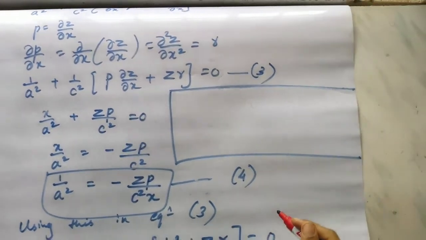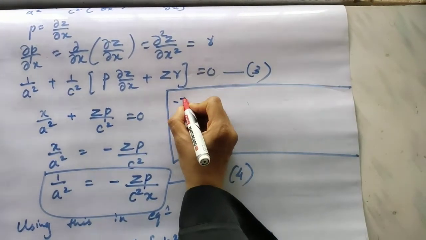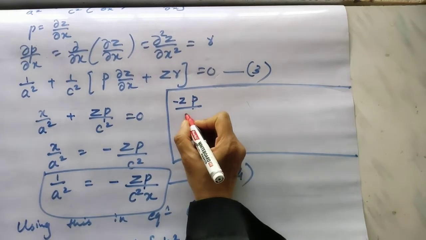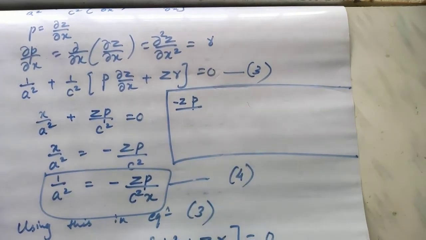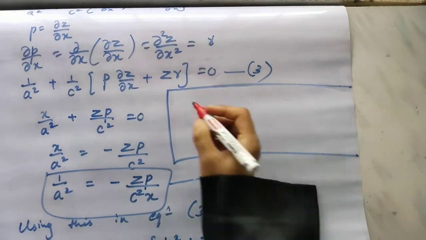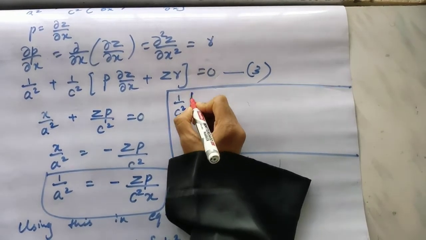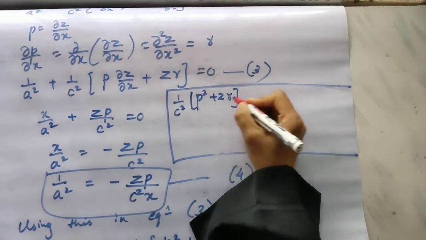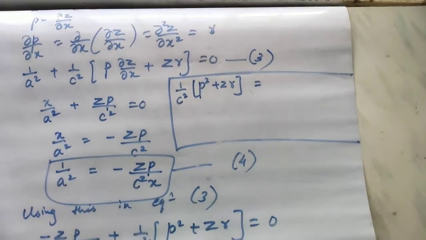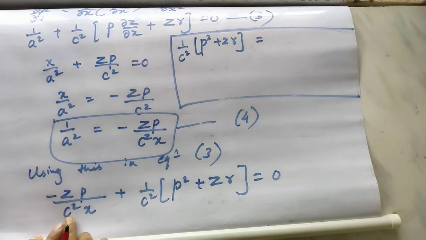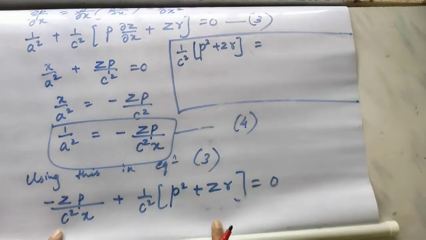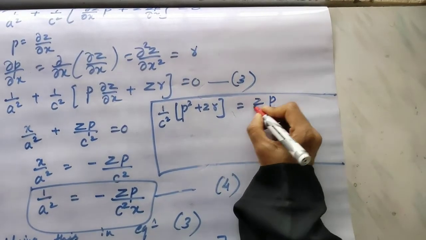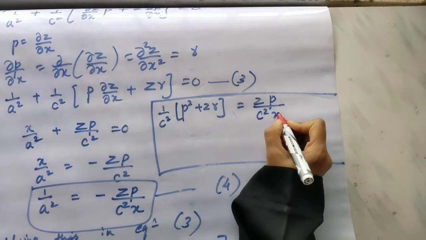Okay, so see here you have minus z into p divided by... you can get that to the left hand side. I'll write 1 by c square into p square plus z into r is equal to, this is with the negative sign, right? This is with the negative sign. Get it to the right hand side. It becomes plus z into p divided by c square into x.